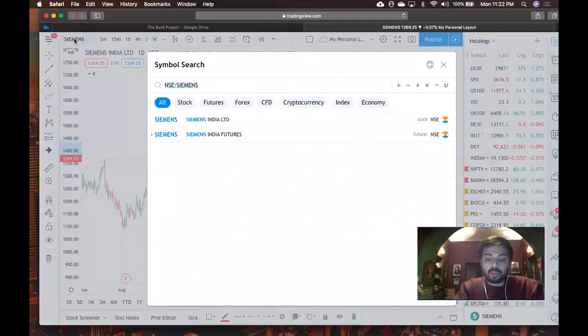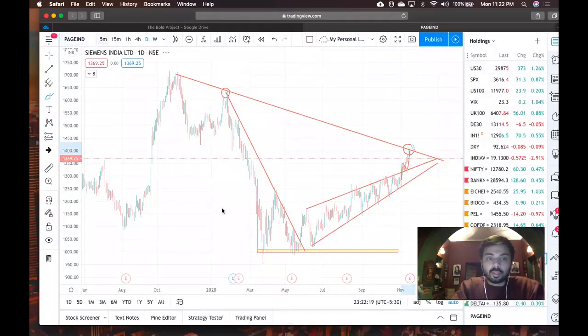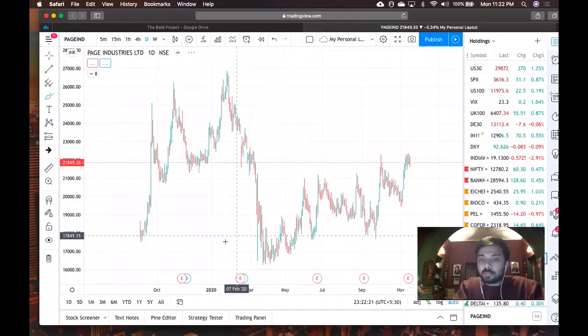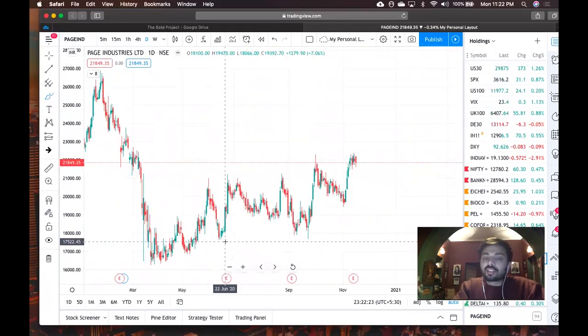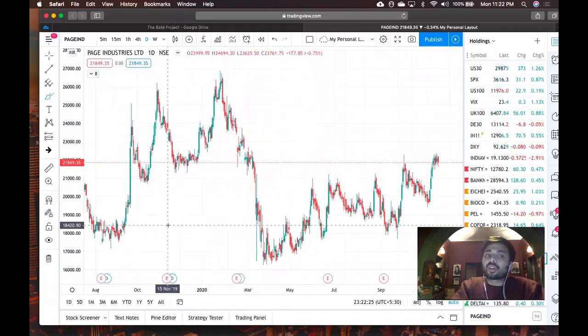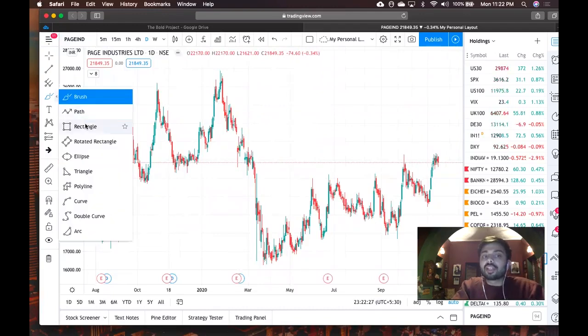Let's look at a couple of more charts. Page Industries. Okay, let's see what's happening in Page Industries. So if I look at the chart, what are you seeing right now? Draw your levels. Let's try to draw every level possible.